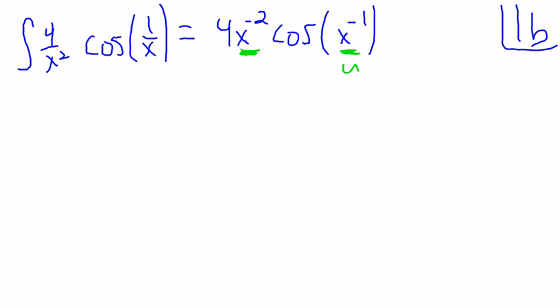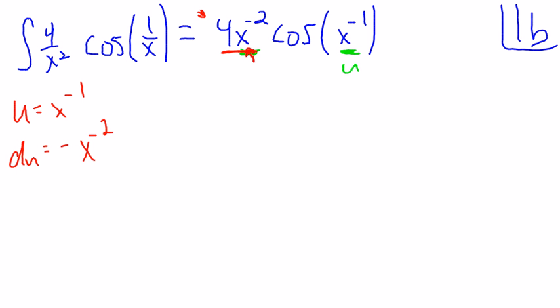So I'll do that right here. I'm going to let u equal x to the negative 1. That makes du equal minus 1 times x to the negative 2, which, notice, shows up, that's this guy right here. So there's a couple ways to do this. I prefer to say, well, I don't really have an x to the negative 2, I have a 4x to the negative 2. And notice it's also positive right there.